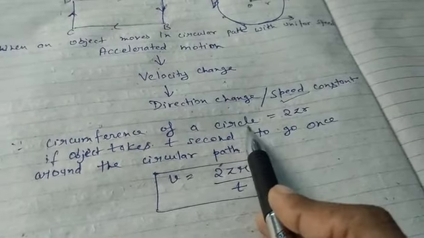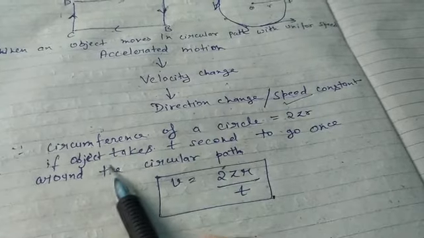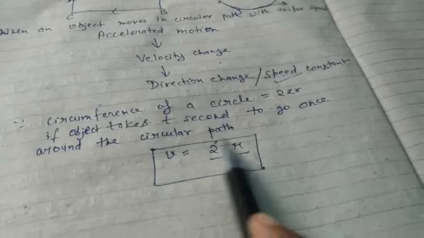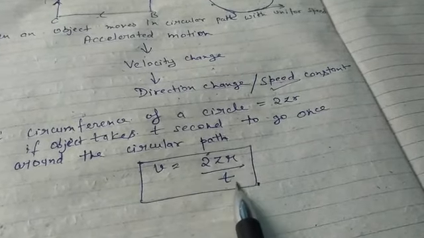If the circumference of the circle is 2 pi r and if an object takes t seconds to go once round the circle, then the velocity is v equals 2 pi r upon t.